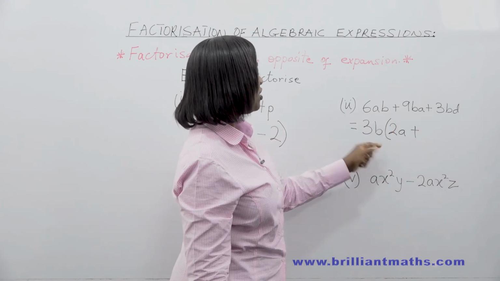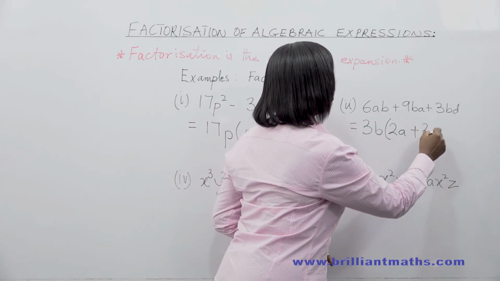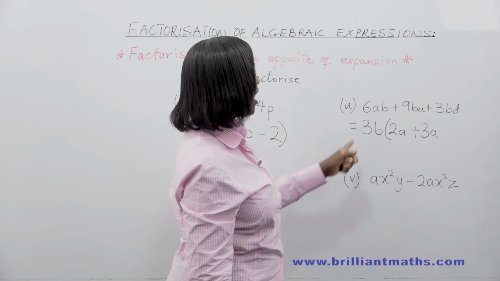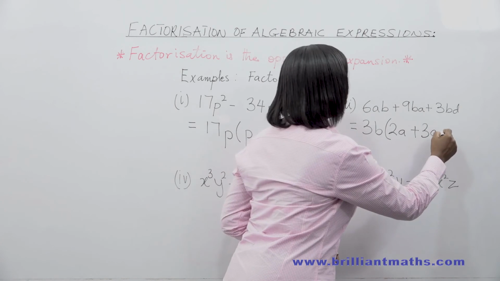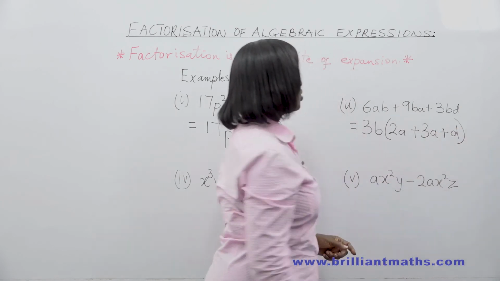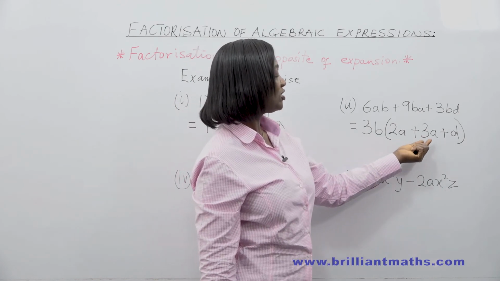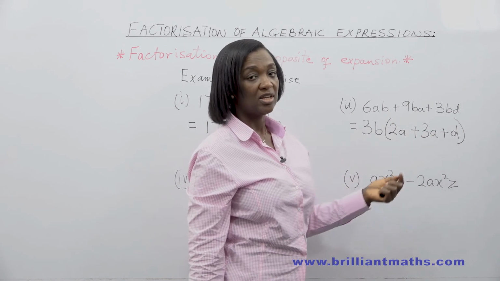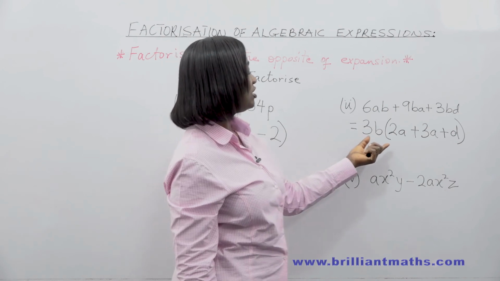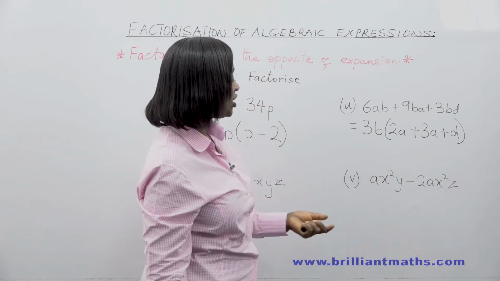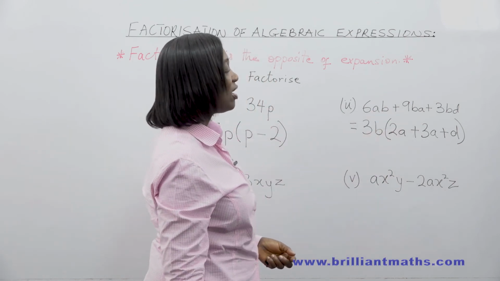9ba divided by 3b. 9 divided by 3 will be 3. So that will leave us with 3a. And 3bd divided by 3b would leave us with d. So the answer is 3b into 2a plus 3a plus d. You could check that out yourself to see that factorization is the reverse of expansion. Expand this and see that you will get the original expression.